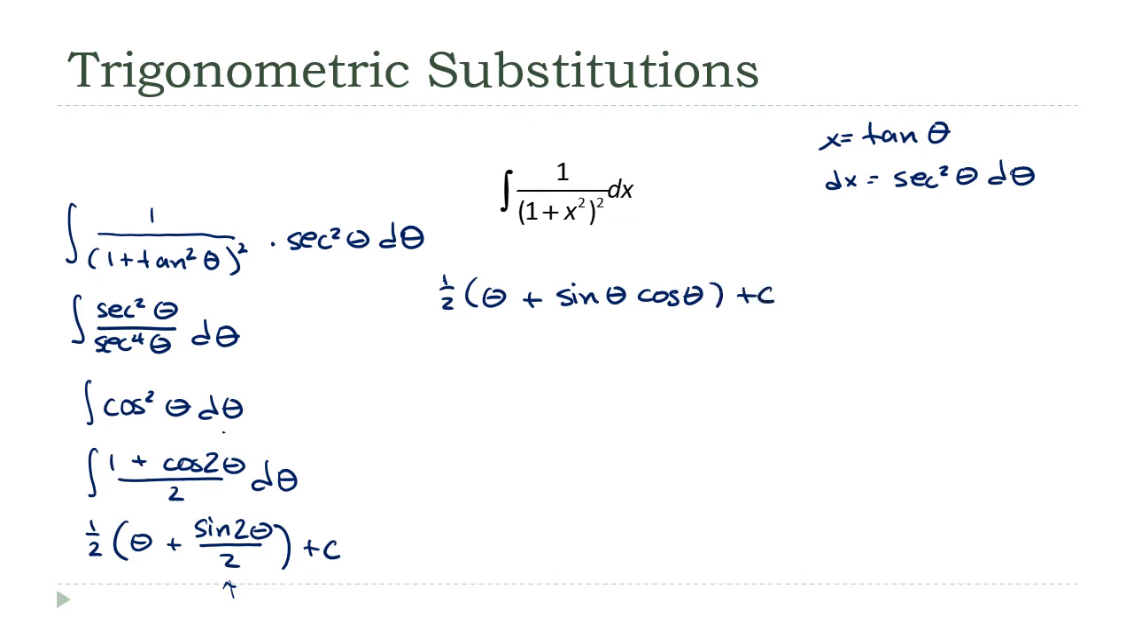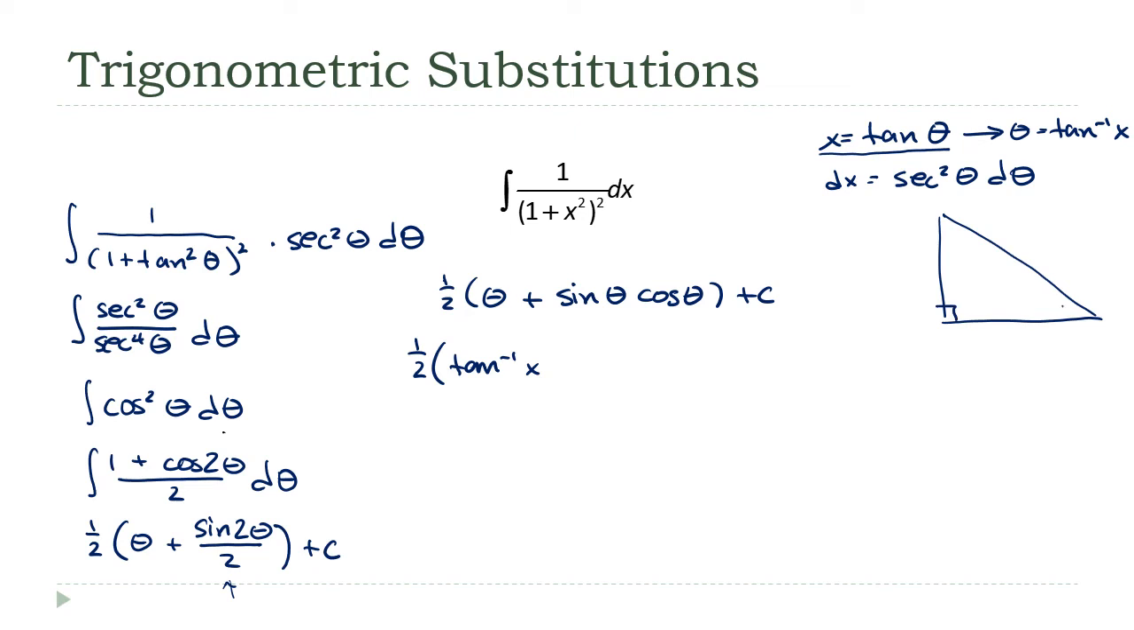Now, what is theta? Well, if you jump back up here to our substitution, theta is the inverse tangent of x. Okay, so this is 1/2 inverse tangent of x. And what about the sines and cosines? Well, remember, back to that substitution. If I draw a triangle here, and give it a right angle and an angle theta, the tangent of this angle is x. So this will be x, this will be 1. This is the square root of x squared plus 1, Pythagorean theorem.